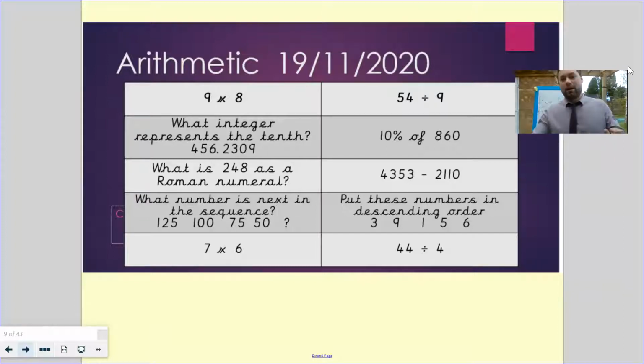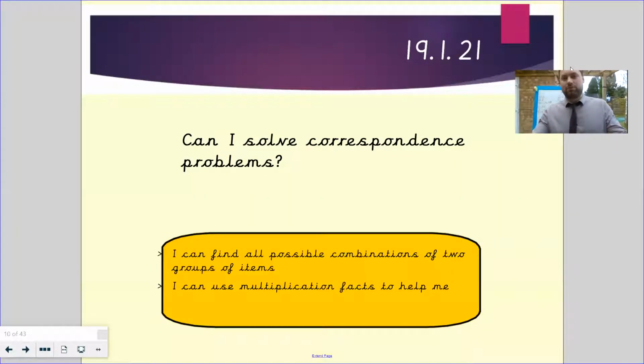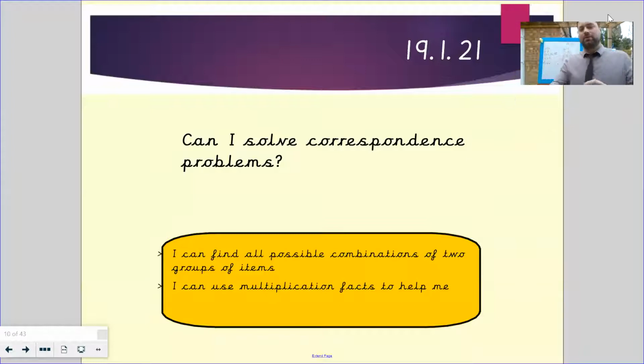Right, today we are looking at solving correspondence problems. Correspondence problems are when you have sort of two values that work together to help you answer a question. It's a bit like algebra, really. And it's about finding combinations of answers. It will come clear as we go through the video.